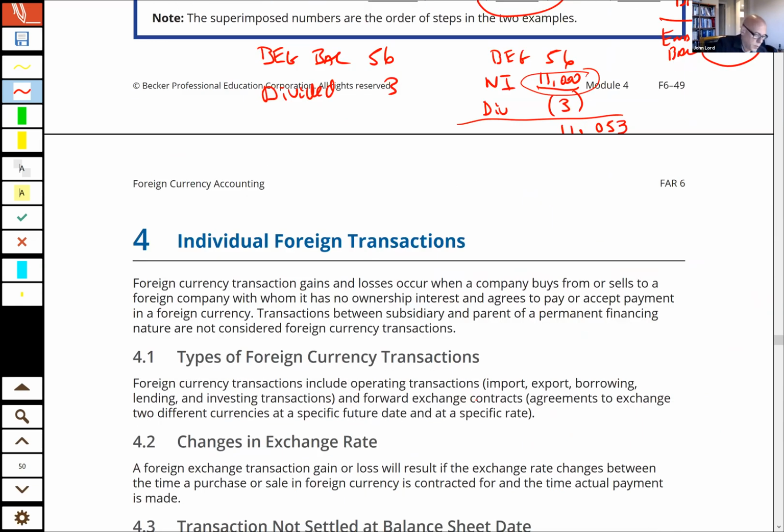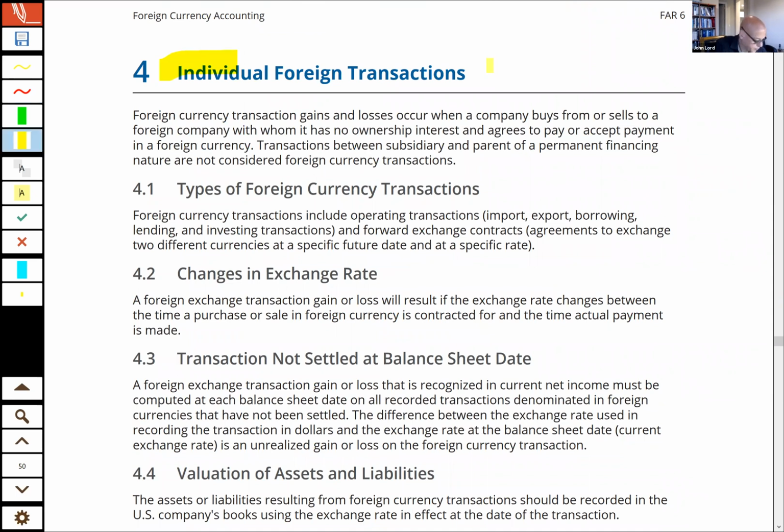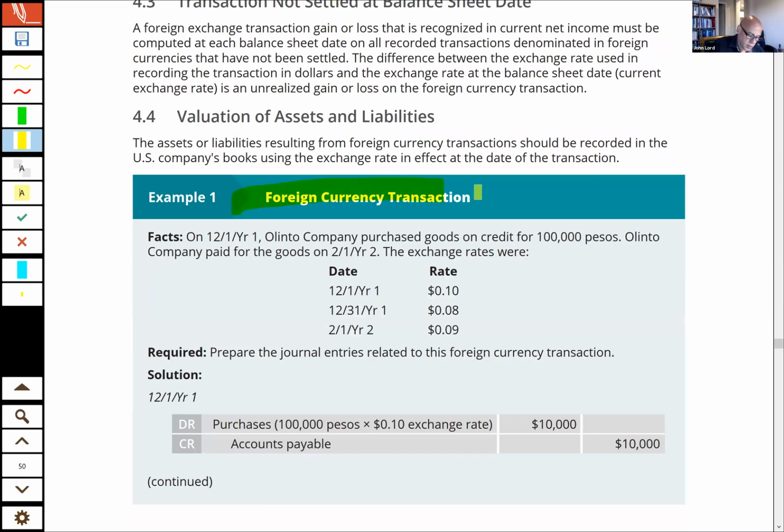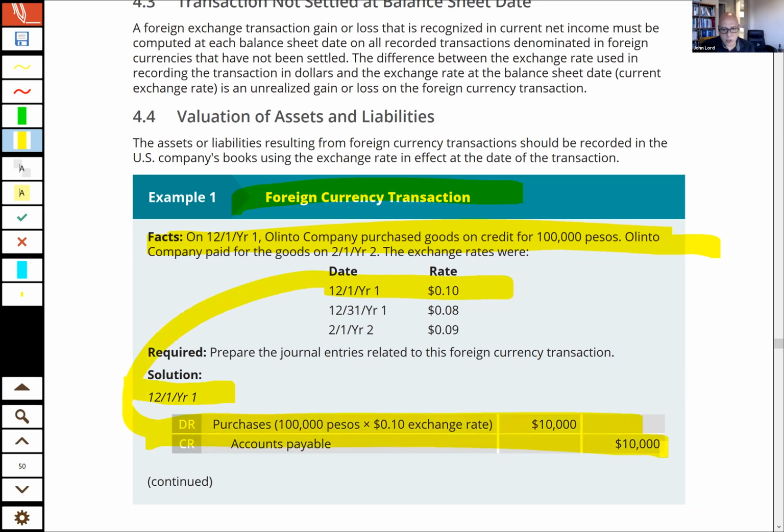Now, if you have individual foreign currency transactions, what happens here? Well, now we're basically going to take as gain or loss each period the changes in the exchange rates. Let's just take a look at the example, and I think it'll be pretty straightforward what we do here. This is much easier than the translation or the remeasurement. We have a situation where they purchase goods on credit for 100,000, and they're going to pay for these finally in year 2. At the time of the transaction on December 1st, we use the exchange rate to turn the pesos into dollars. So we debit purchases, we credit accounts payable, and we turn it into dollars.